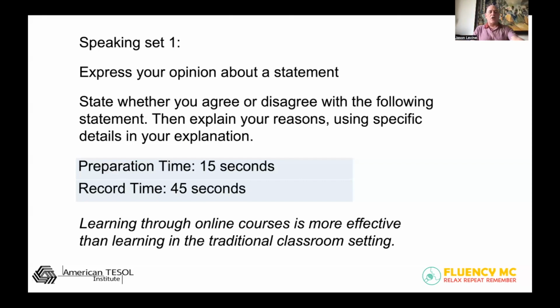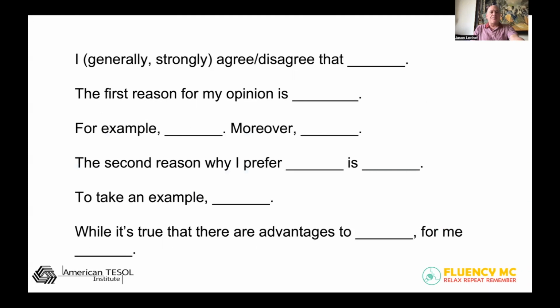So let's see, what could you do for this? This is a template I usually use for the TOEFL for the first question. Students can change it, right? Especially how strongly they feel. Are they going to agree or disagree? The first reason for my opinion is, the first reason I feel this way is, firstly, right, different templates.